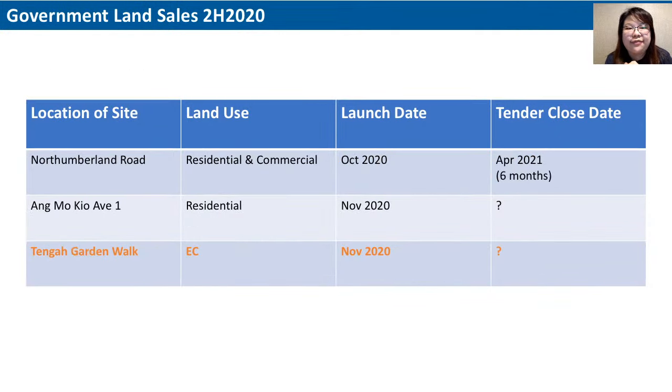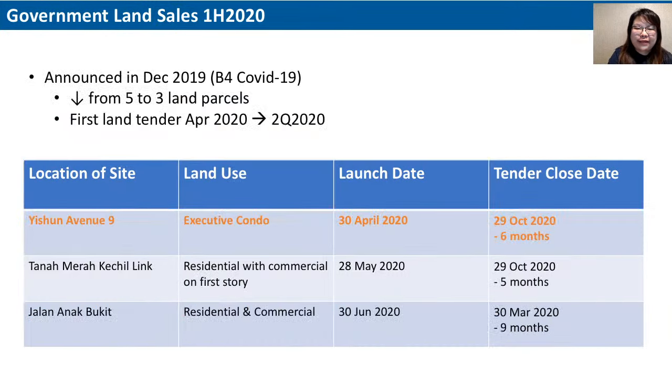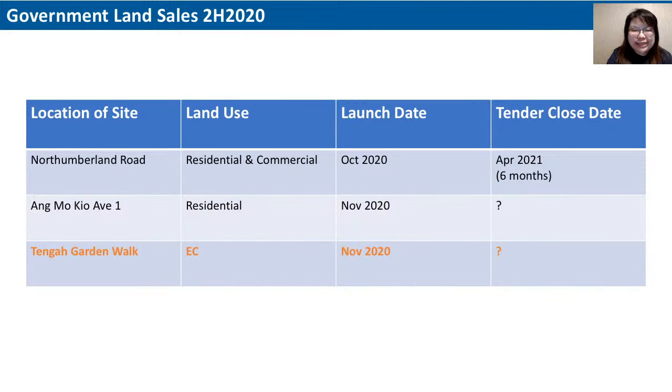Then we also have this one which just launched at the end of October, Timberland. So now we are in second half 2020. Same thing, 3 plots of land. This one, October 2020, same thing, the tender close date is 6 months later in April 2021. And then again, we have another 2 plots of land. So if you refer to the first half, we have 1 EC, which is Yishun Avenue 9. Second half, we also have 1 EC. So in total only 2 EC lands were released in 2020.